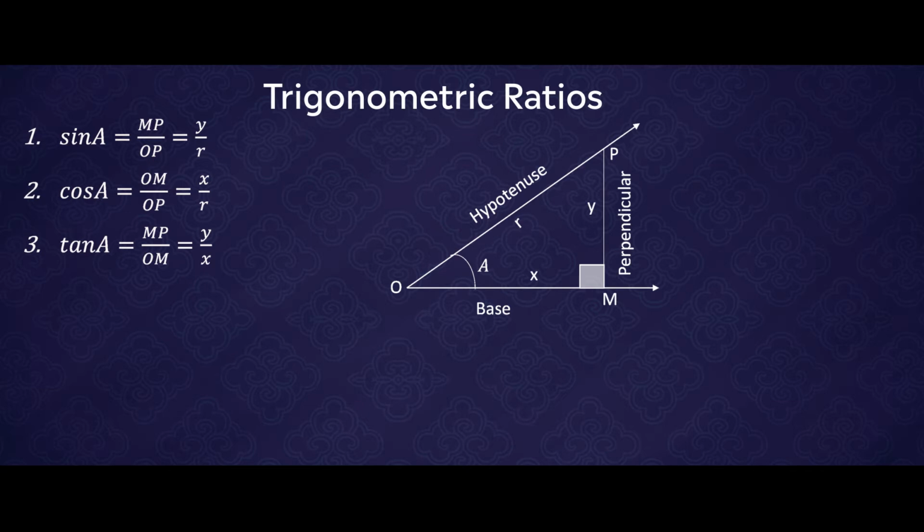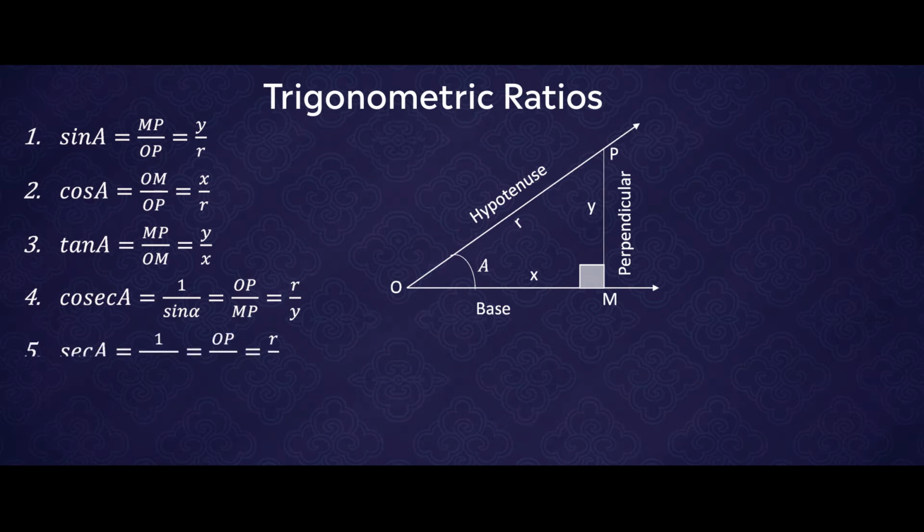And the reciprocals of the first 3, sin A, cos A, and tan A, will give the next 3 trigonometric ratios. Cosec A is the reciprocal of the sine function, and secant A, in short we read it as sec A, is the reciprocal of the cosine function, and cotangent A, in short cot A, is the reciprocal of the tangent function.